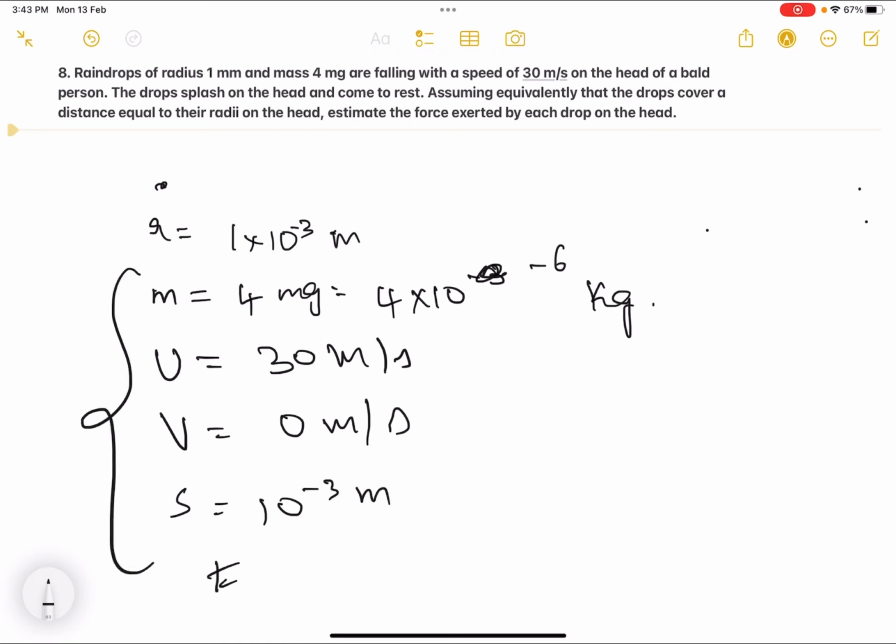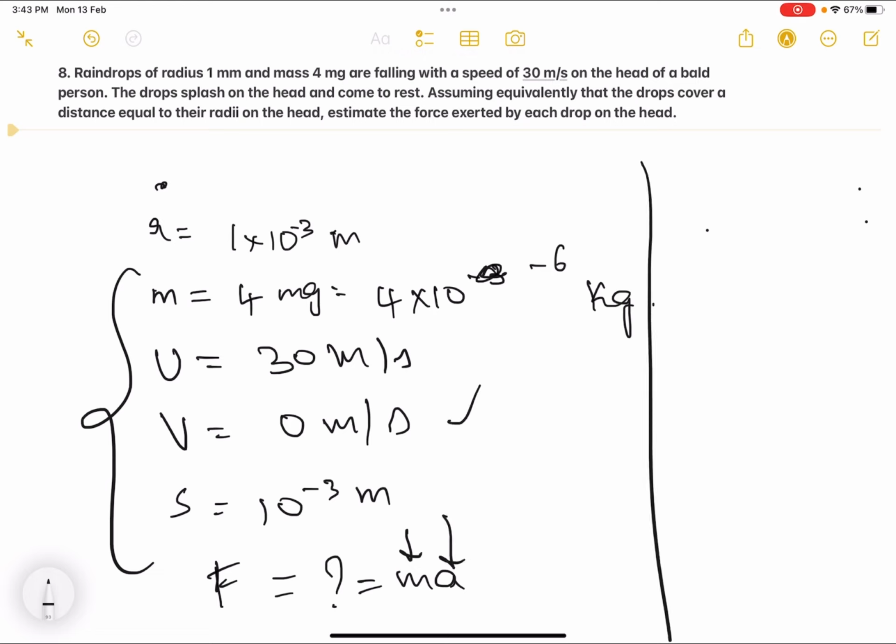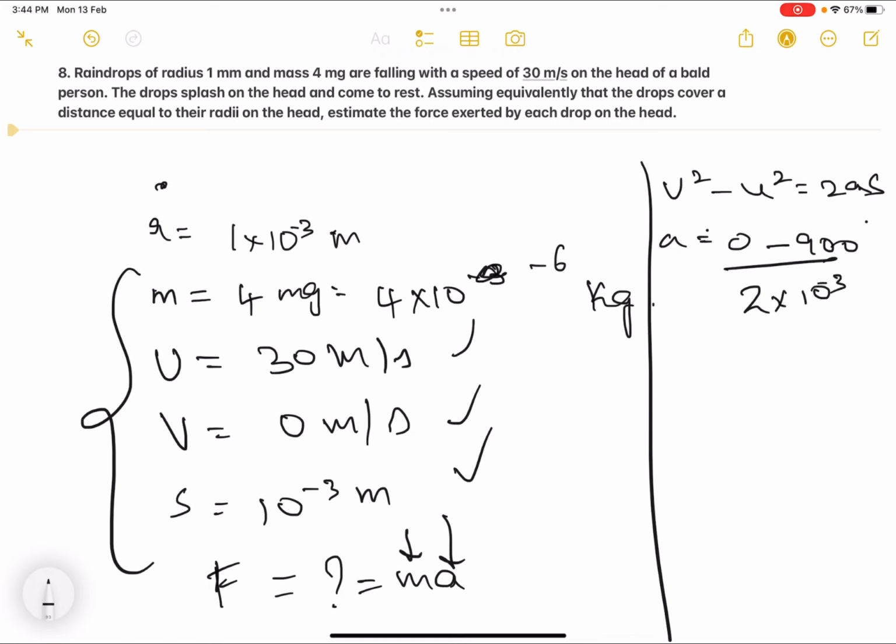What we need to find out is the force exerted by each drop on the head. Force is equal to mass into acceleration. We already have the mass. We need to find out the acceleration. We have V, we have U, and we have S, which means that we will be using the formula V square minus U square is equal to 2AS, where A is equal to V square, which is 0, minus U square, which is 900, divided by 2 into S. S is basically 10 to the power minus 3. So if we take this to the numerator, it becomes 10 to the power minus 5. So it is basically minus 9 by 2, which is minus 4.5.